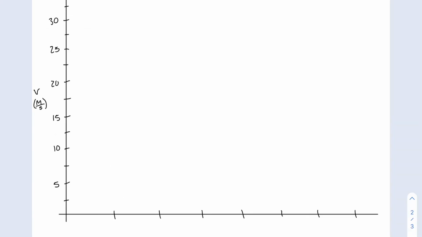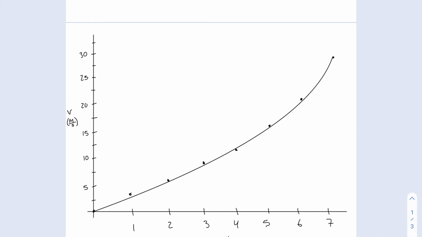So here's our coordinate system where time is on the horizontal axis, velocity is on the vertical axis. The horizontal axis is going to have increments of 1 second, so 1, 2, 3, all the way up to 7. Our vertical axis is going to have increments of 2.5 going up to 30. So now we just need to plot our data and see what we get. So that's roughly what our graph looks like.